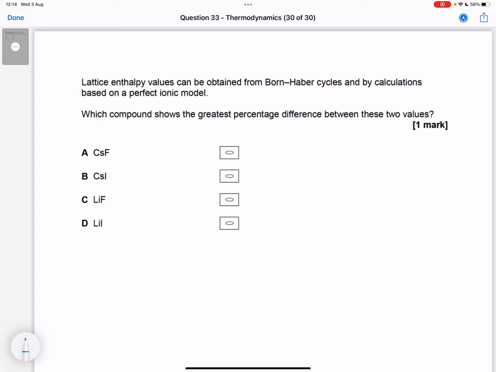Lattice enthalpy values can be obtained from Born-Haber cycles and by calculations based on the perfect ionic model. Which compound shows the greatest percentage difference between these two values?